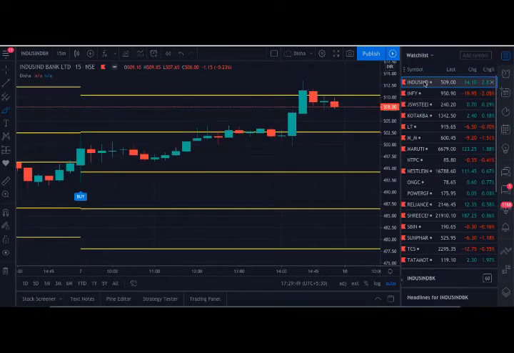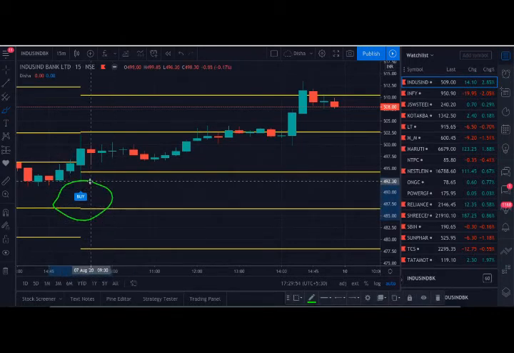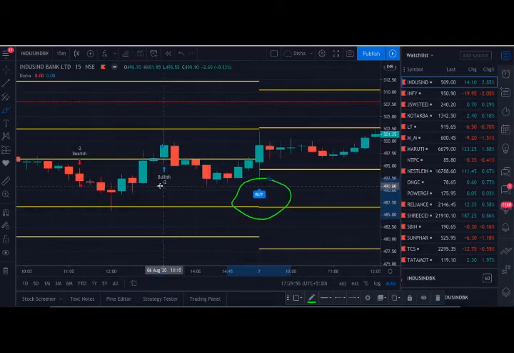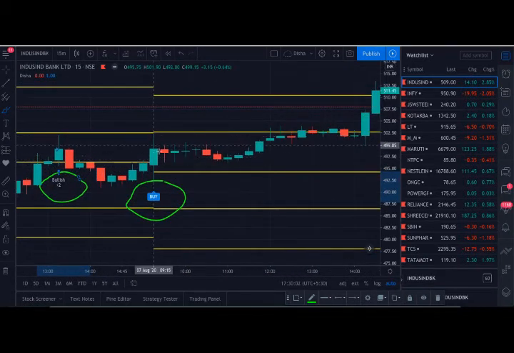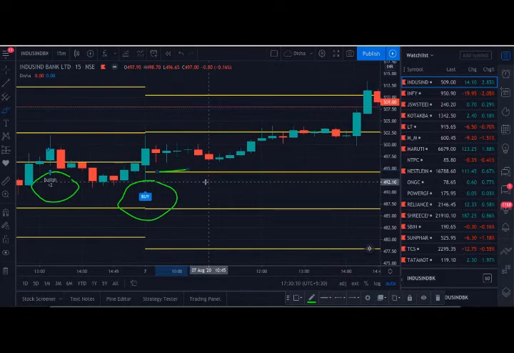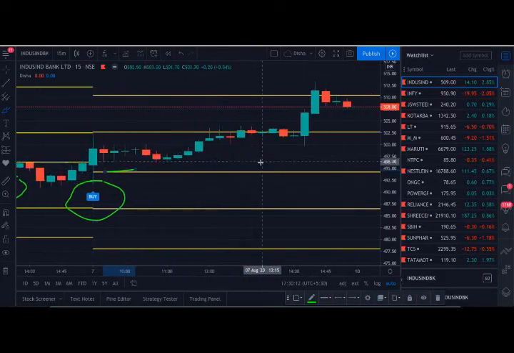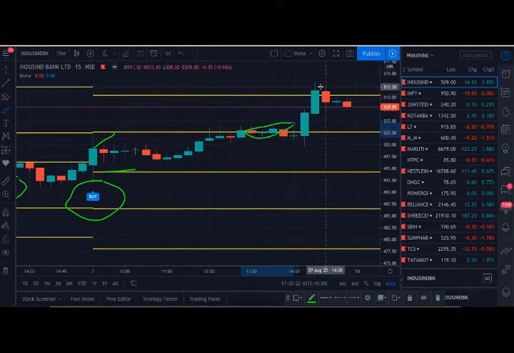IndusInd Bank. IndusInd Bank has given buy. Check for the trend. Yes, the trend is bullish. So this call is valid. Also, this is a breakout here because this resistance is involved already. You can see, like I said, your first target is met here. Later this is your target 2, that is also met.